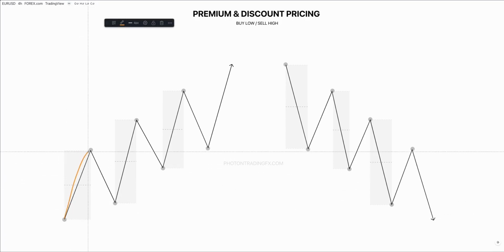So in a bullish market, price will typically pull back to discount pricing. It does not have to, but that will be where it's more likely to, or where I should more accurately say, the higher probability it is to be looking to buy down in here.